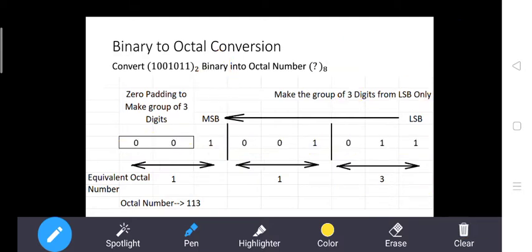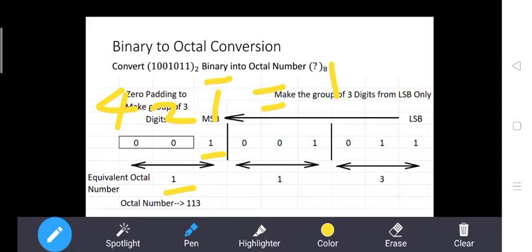Next, 4 2 1. This 1 is present at only one location, remaining terms are 0. So my correct octal number is 1. I write 1 over here. Next, 4 2 1. Again, it has 1 at only one position. So my correct octal number is again 1. I write 1 over here.